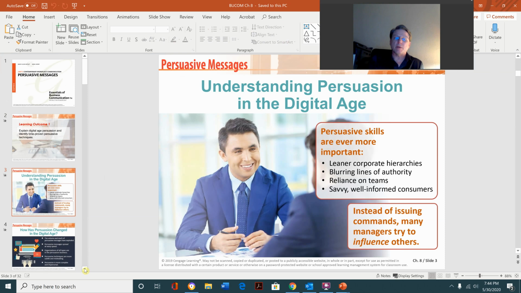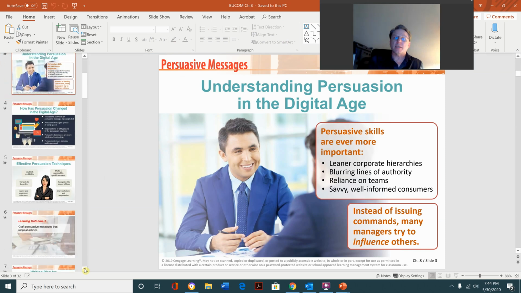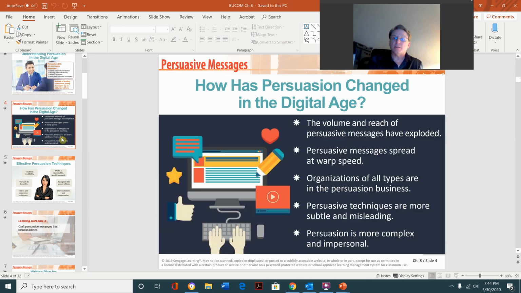If they want to find out if somebody else has a better price, it takes them all of 30 seconds to do that. So if you say you have the lowest price, you should have the lowest price, because they're going to find out very quickly if you don't. How has persuasion changed in the digital age? Volume, going viral. Organizations of all types are in the persuasion business.